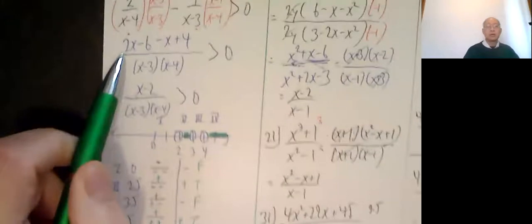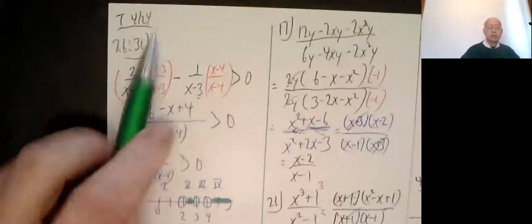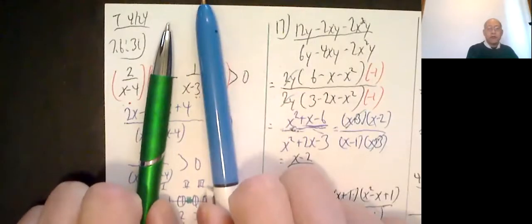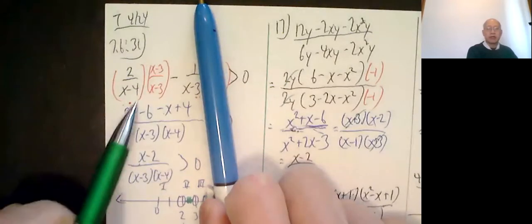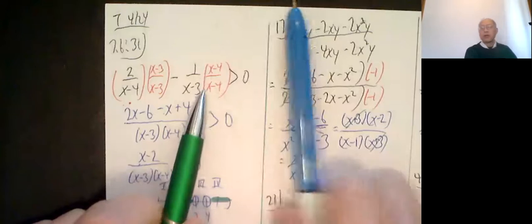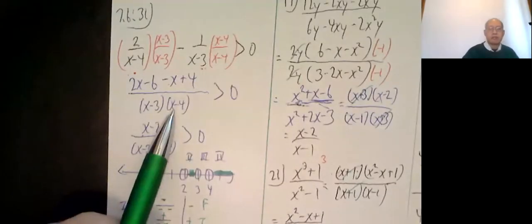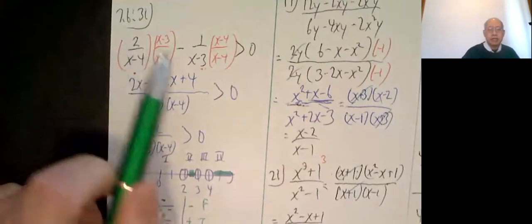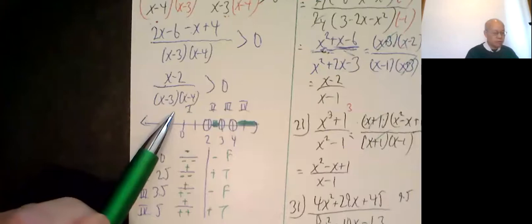Okay, then a couple more, a little bit harder. Problem 31, it starts off with 2 over x minus 4 minus 1 over x minus 3. So get a common denominator, multiply this side by x minus 3 over x minus 3, this one by x minus 4 over x minus 4. So my common denominator is x minus 3, x minus 4. This comes out to be 2x minus 6 minus x plus 4, which comes out to be x minus 2. Okay, so now it looks like all the others. x minus 2 over x minus 3, x minus 4.